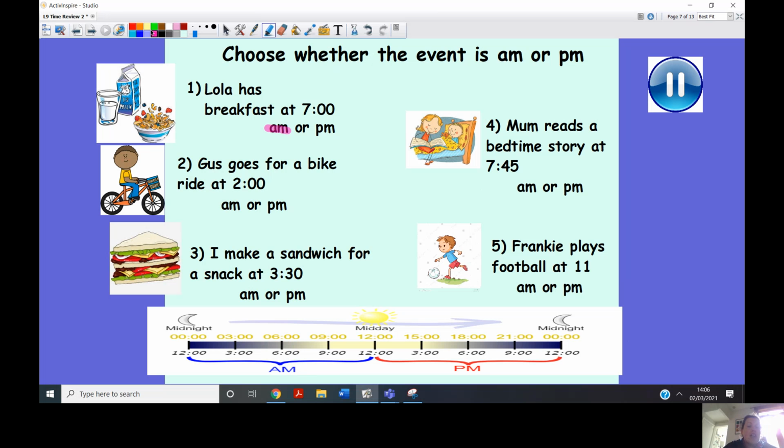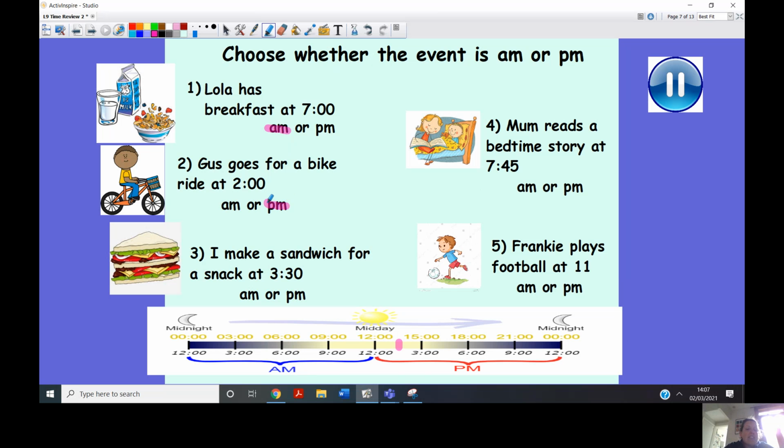Fantastic. Right, let's look at number 2. Number 2, Gus goes for a bike ride at 2 o'clock. Now, imagine if you were Gus. Would you want to go for a bike ride at 2 a.m? You might want to go, but it probably wouldn't be the best idea because you should really be asleep. So if Gus goes for a bike ride at 2 p.m, would that make sense? Well, 2 p.m, it's kind of after lunch, maybe before you'd have a snack in the afternoon. Yeah, 2 p.m. would be a sensible time for a bike ride.